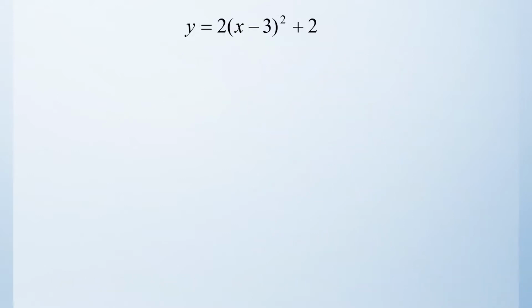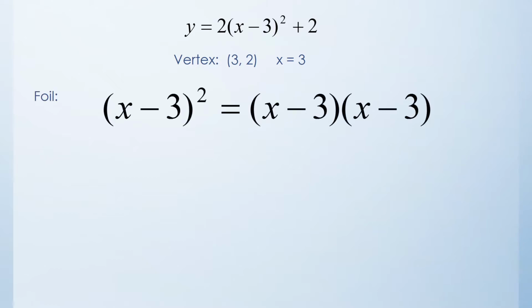All right, let's do the next one. Again, my axis of symmetry is going to be x equals 3. My vertex is 3, 2. Remember, it's opposite, same. I don't mention this here, but since it's being multiplied by 2, my parabola is going to be skinnier because of the 2. All right, so we're going to start by doing x minus 3 squared, which is x minus 3 times x minus 3.